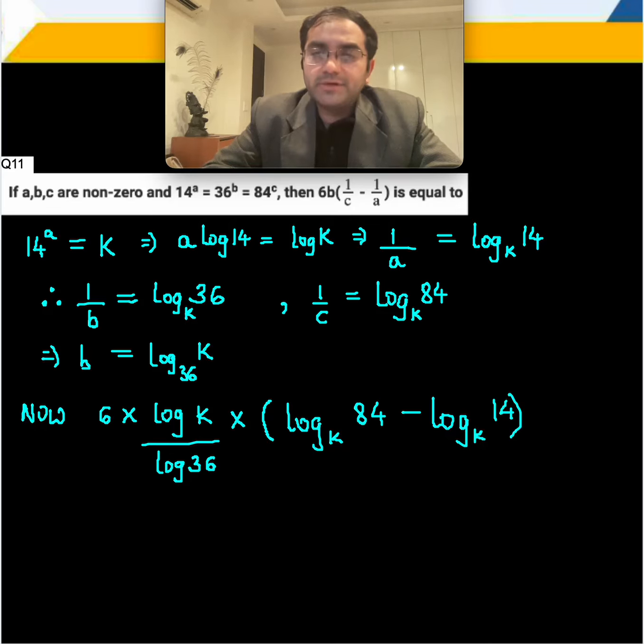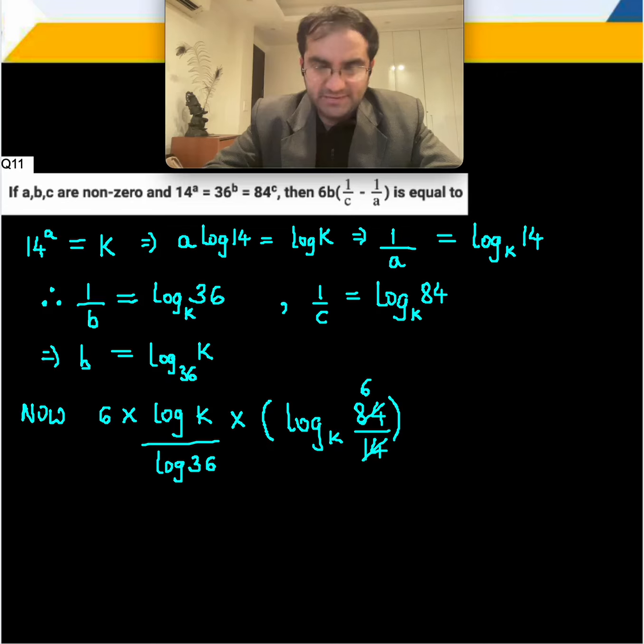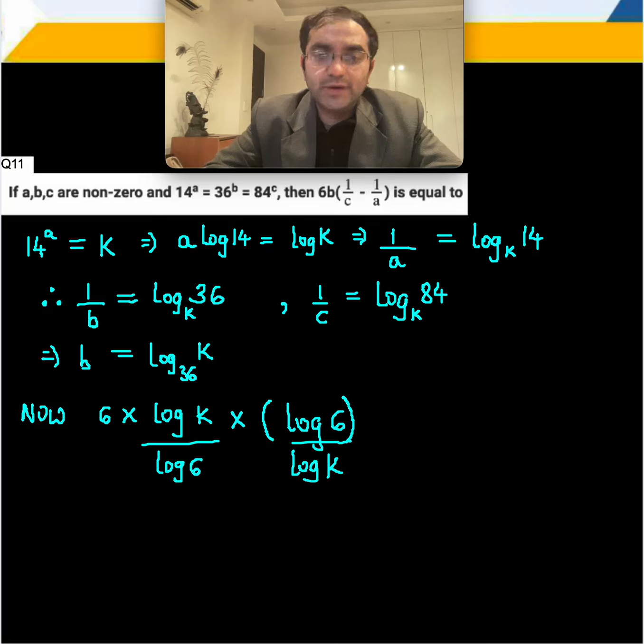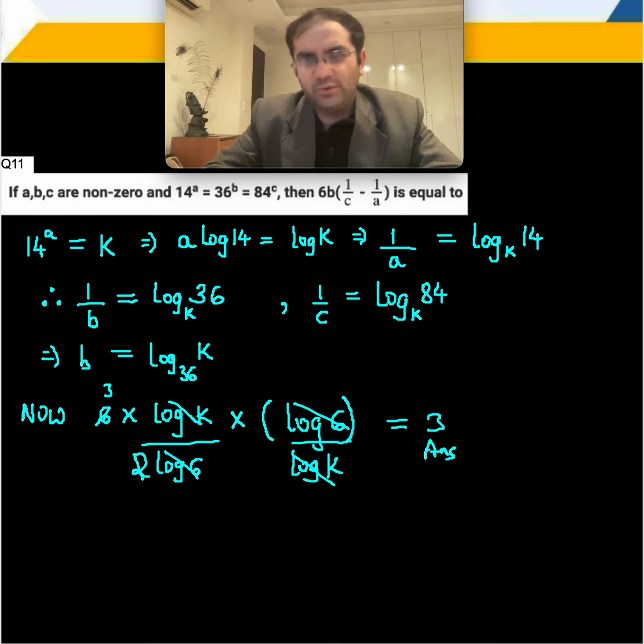According to properties of logs, this becomes 84 upon 14, and 84 upon 14 is basically 6. Okay? So now let me separate the base k. This is log 6 upon log k. Done. 36 is basically 6 square, so the 2 comes down and cancels out. Log k and log 6 gone. 6 upon 2 is 3, and 3 is the right answer for this particular question. Straightforward question with properties of logs.